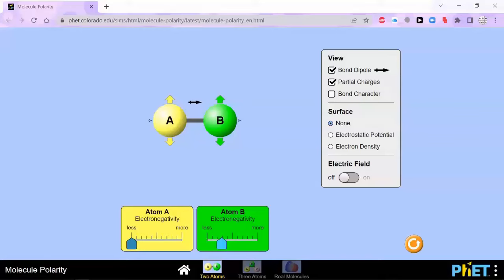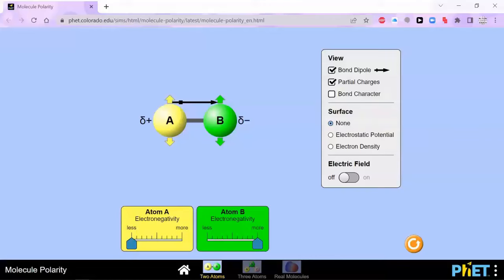So now we see a dipole, and now we see partial positive charge for atom A and partial negative charge for atom B. So the bond dipole always points toward the atom with the higher electronegativity value, and the partial negative charge is on the atom that has the higher electronegativity.